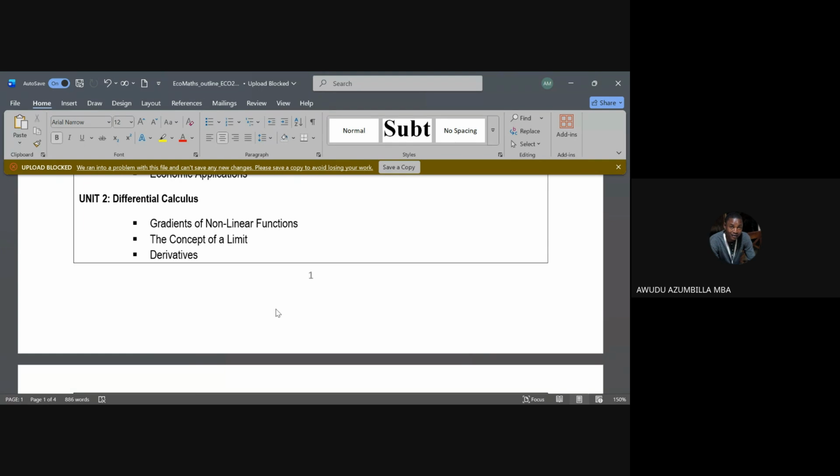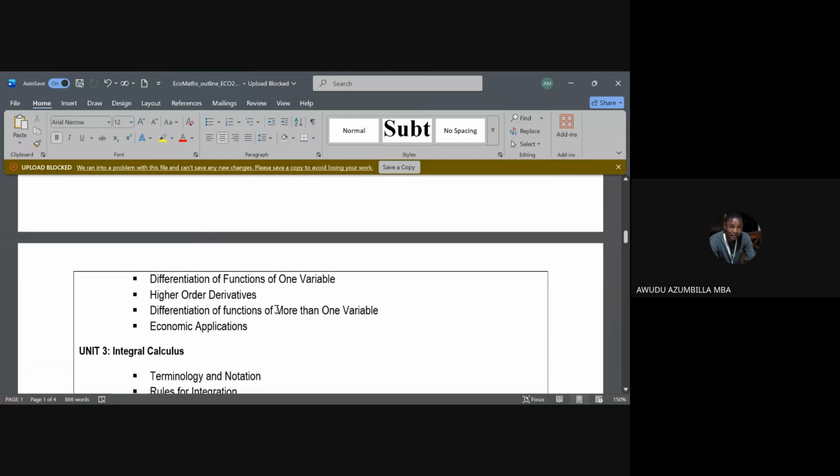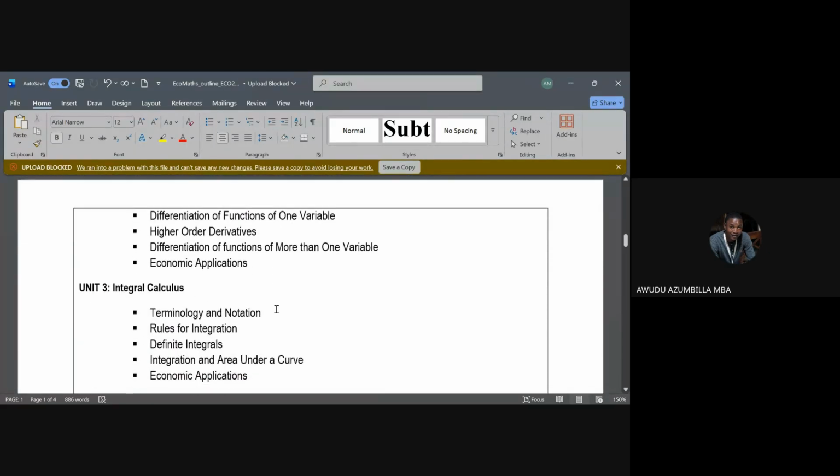Then we'll go to the derivative as well. Then differentiation of one function, differentiation of multiple functions, differentiation of higher order derivatives. We look at the basic laws of differentiation, indices, logarithms, and the rest.